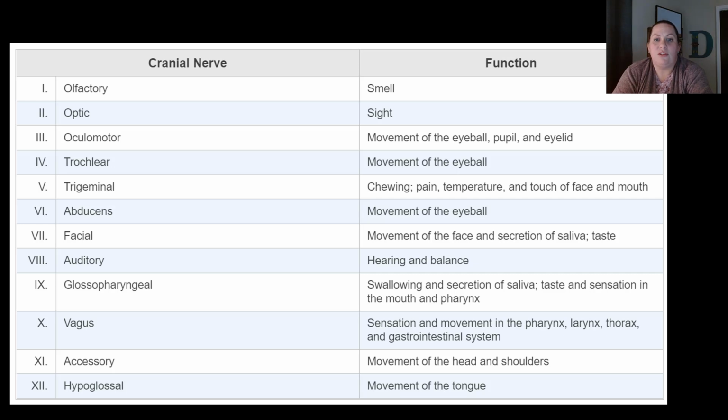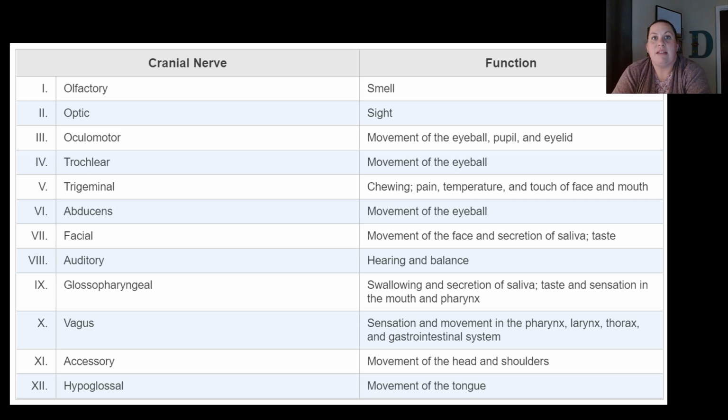The glossopharyngeal nerve is going to help with swallowing. It also deals with the secretion of saliva. It helps with taste, and it's going to give you sensations from your mouth and your throat. We then have cranial nerve 10, which is the vagus nerve. The vagus nerve is going to give us sensations and movements of the pharynx or the throat. They're also going to travel a little bit further down into the chest cavity and the gastrointestinal system. So the vagus nerve is known as the wanderer. It wanders out of the cranial region, unlike most of the other cranial nerves.